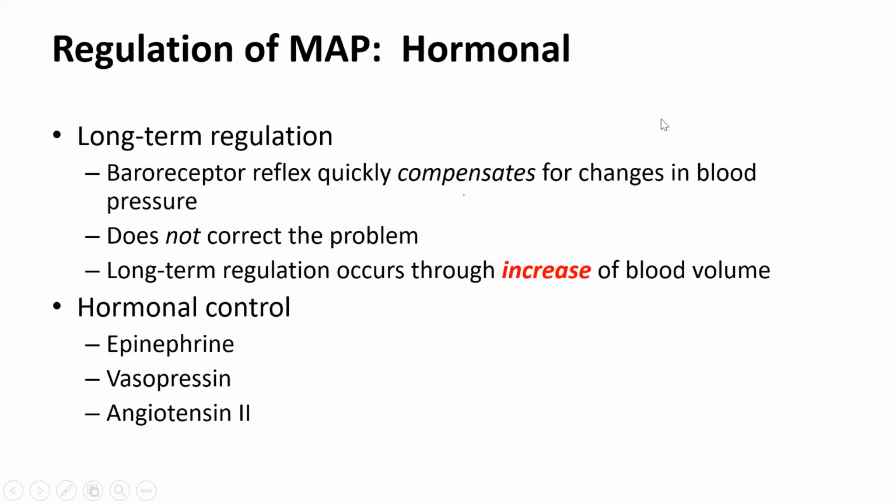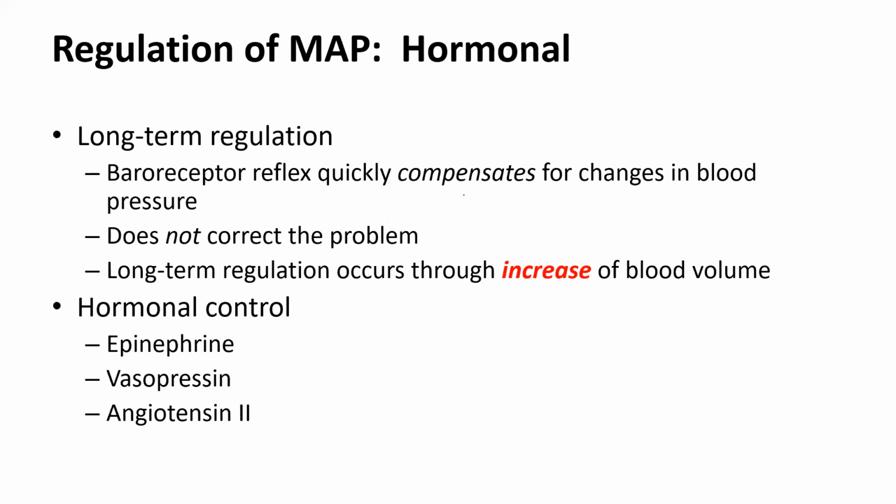And so here we're going to look at some of those long-term factors, so basically where the hormones come into play. Now, the baroreceptor reflex compensates in a quick mechanism for our blood pressure, but it doesn't necessarily correct the problem. It just compensates immediately. And so our long-term mechanisms like increasing our blood volume through the kidneys is more of a corrective mechanism to the underlying problem. Okay, so I'll say that again.